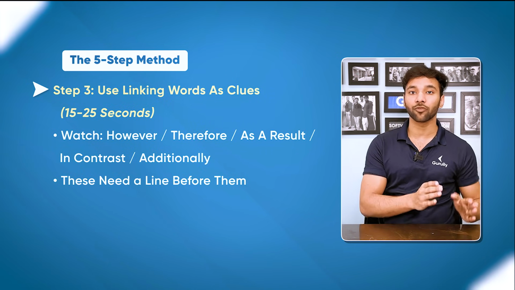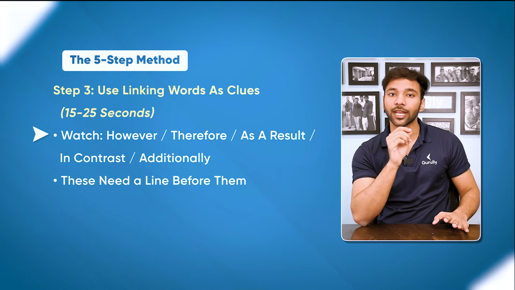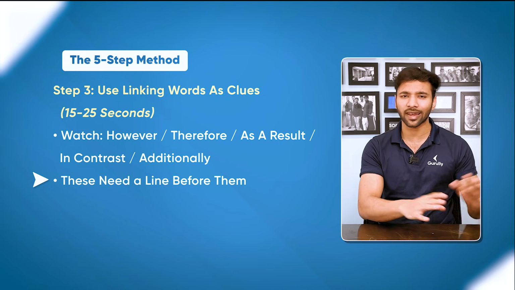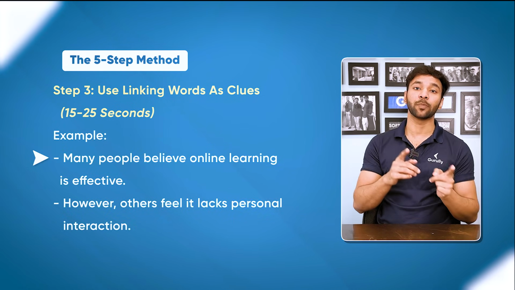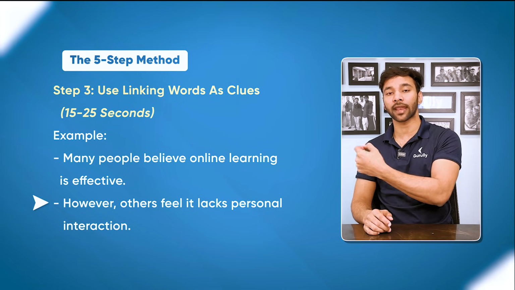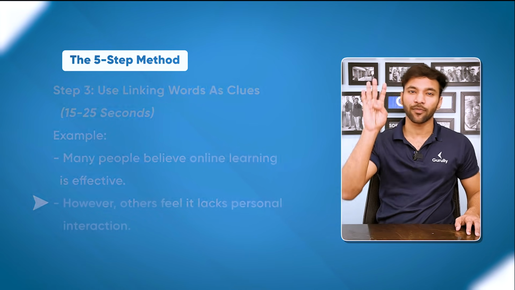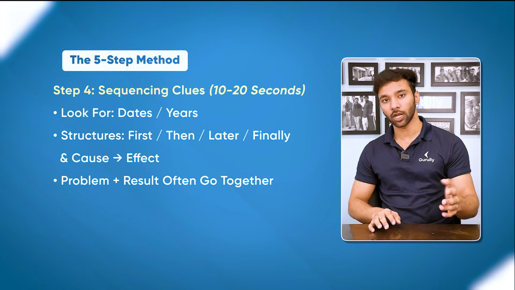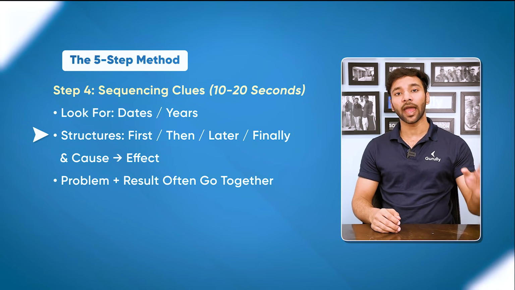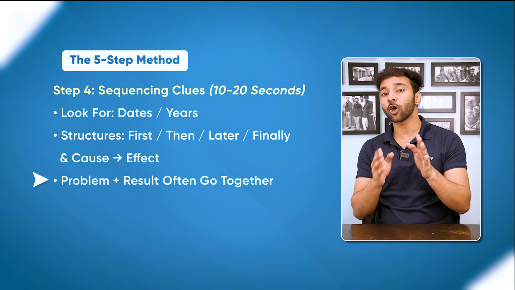Step 3. Use linking words as clues. Now watch for linking words like however, therefore, as a result, in contrast, additionally. These words usually need a sentence before them, so they are rarely the first line. For example, many people believe online learning is effective. However, others feel it lacks personal interaction. However is reacting to the first idea, so you now know where it fits. Step 4. Use easy sequencing clues. Look for dates, years, structures like first, then, later, finally, and also cause and effect. If one sentence gives the problem and another starts giving the result, they often go together.